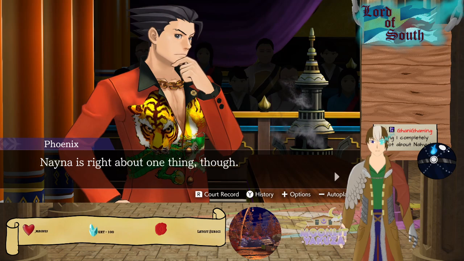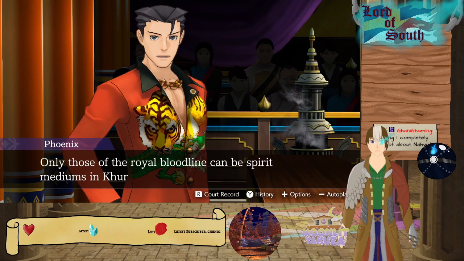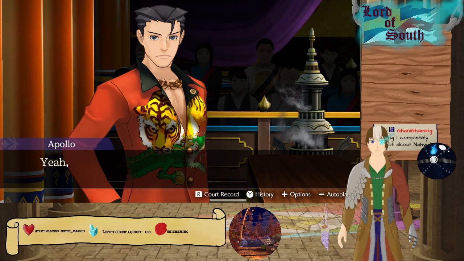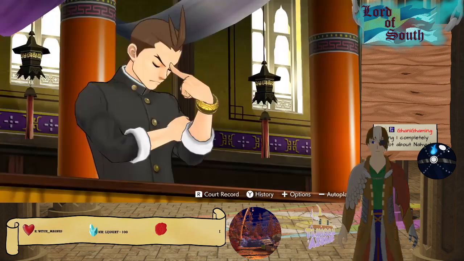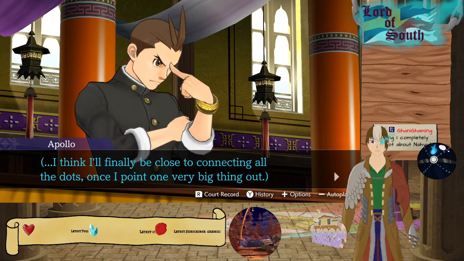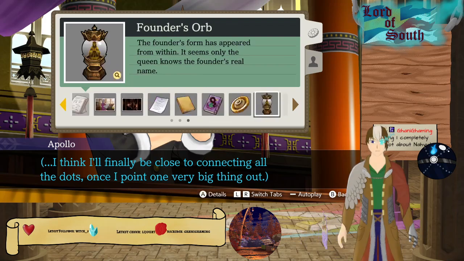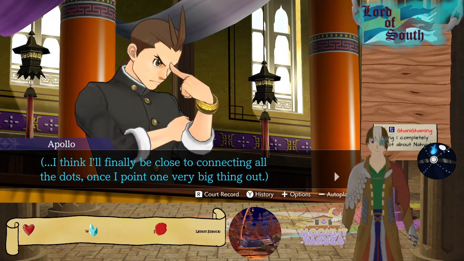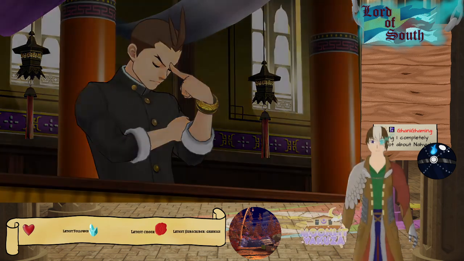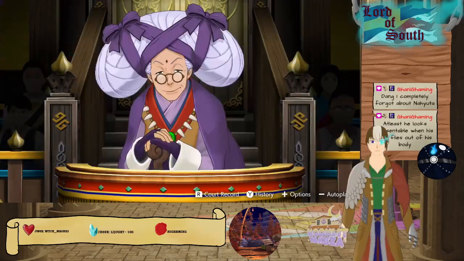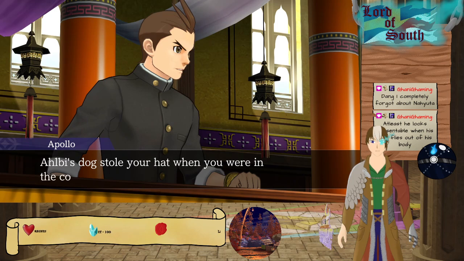Nina is right about one thing, though. Only those of royal bloodline can be spirit mediums in Khura'in. Common folk like us are out of luck. Yeah, I guess so. Still, I think I'll finally be closer to connecting all the dots. One point, I'm going to check something. What does this image say? A photo showing Daruk and Amara's life on the run about 23 years ago. Should I use the image? It doesn't really, well, it does prove something, but I don't know if it proves it yet. Okay, I'm going to press the other two. If nothing pops up, it's going to be proof of something.